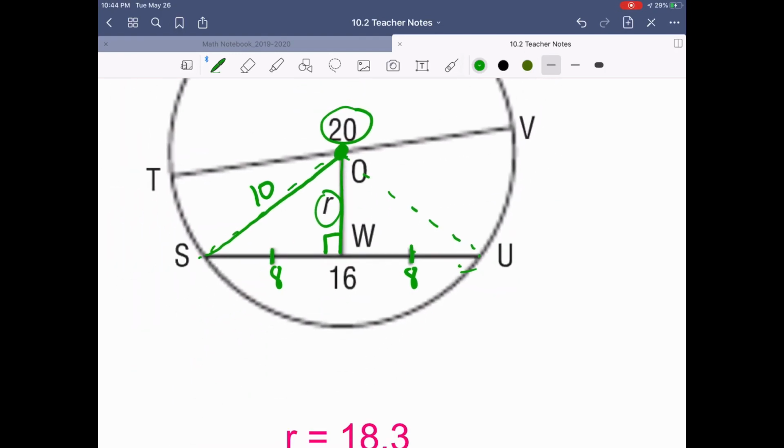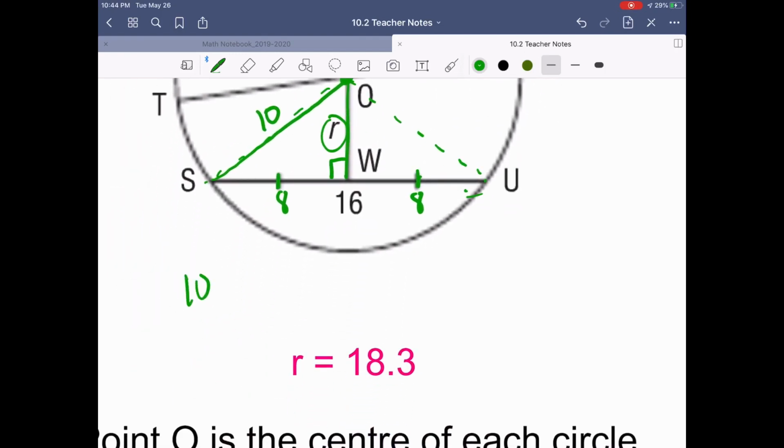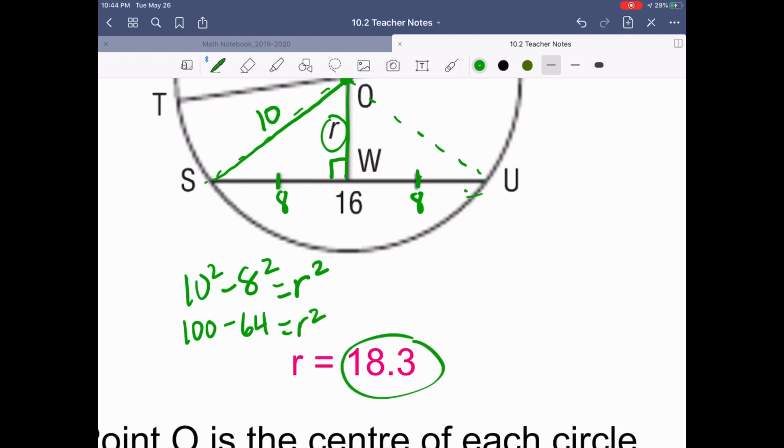So 10 squared minus 8 squared would equal r squared. So 100 minus 64 is equal to r squared. And then if you square root it, you get that r is 18.3.